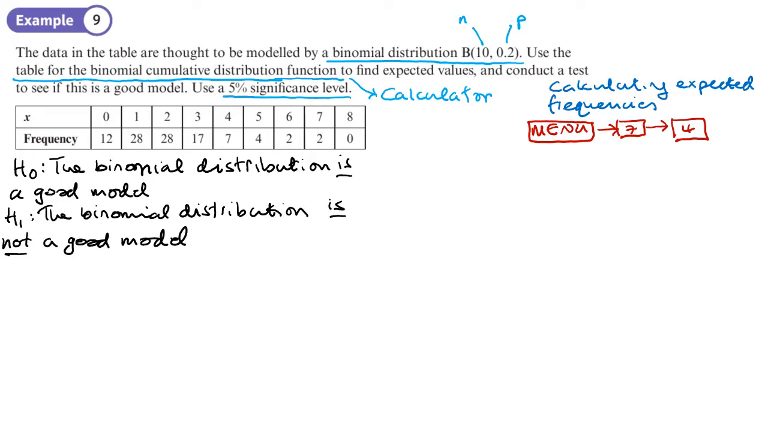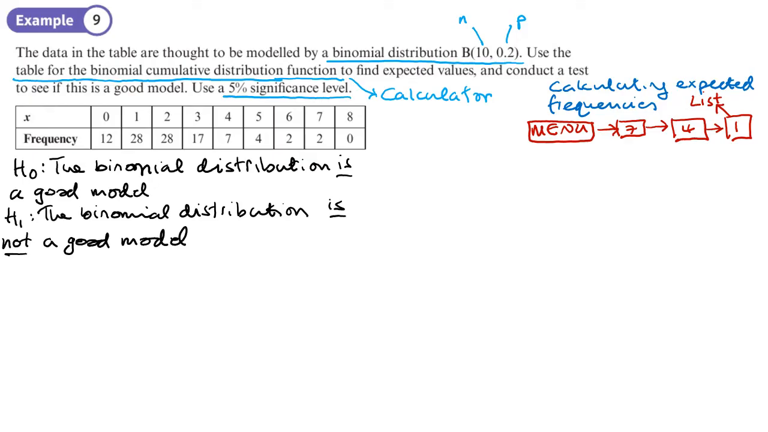Now when we've pressed 4, we're now going to press number 1, because we're going to be using the list function to get a list of all of the expected frequencies. So when I press that, I'm going to type in the values of x, so 0, 1, 2, 3 all the way up to 8 in that column, press equals, type n as 10, p as 0.2, and then in a couple of seconds I get the table.